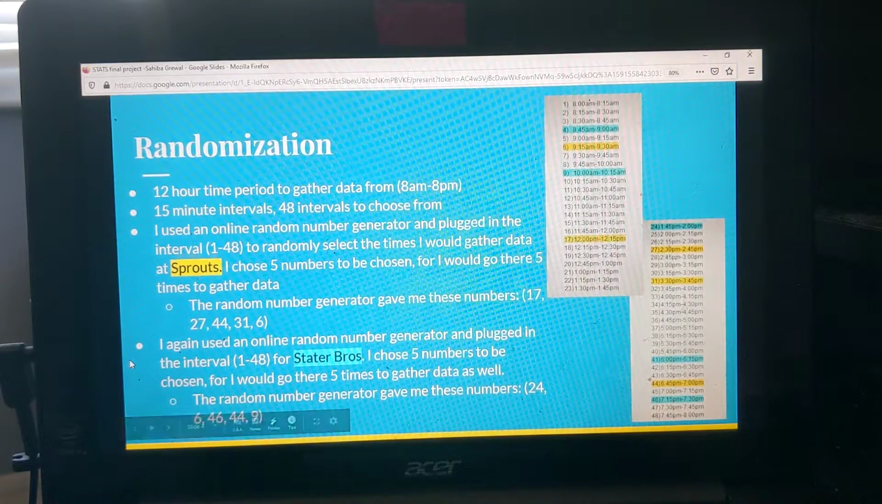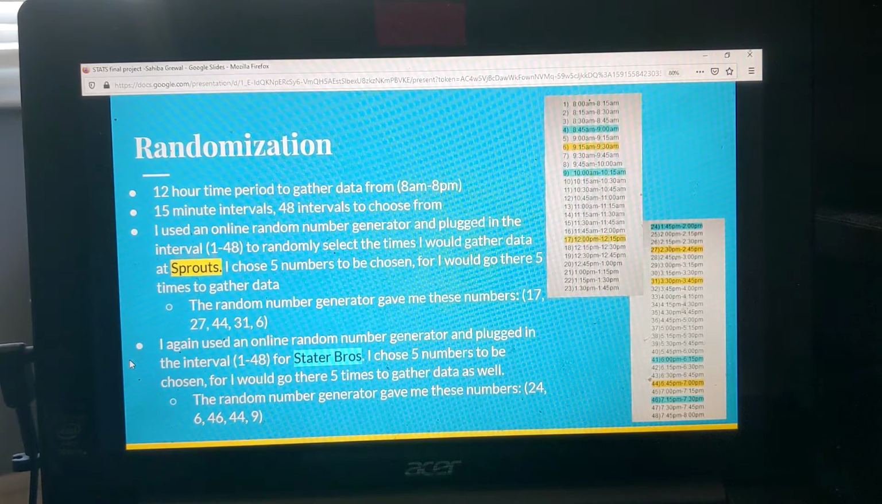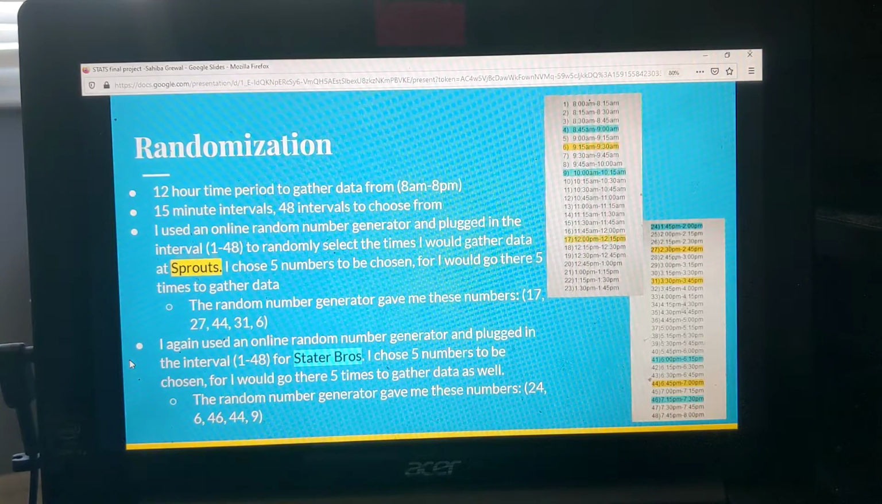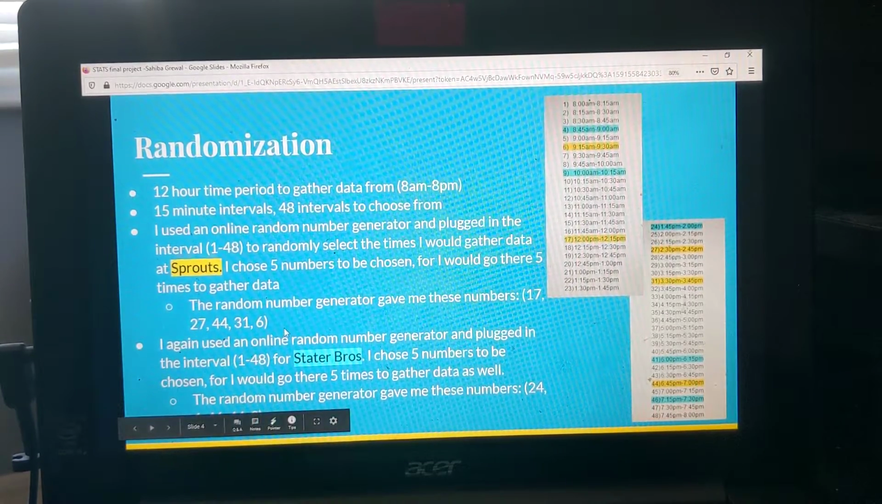So for randomization, like I said before, a 12-hour time period to gather data from, so I selected 8 a.m. to 8 p.m. And then I did 15-minute time intervals, so that made 48 time intervals to choose from. So for both Sprouts and Stater Brothers, I used an online random number generator and plugged in the interval from 1 to 48, and I selected 5 numbers to be chosen. And so for Sprouts, I got these numbers, and for Stater Brothers, I got these numbers.